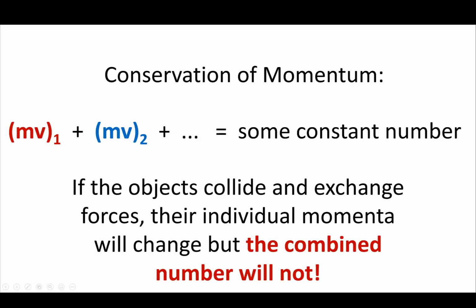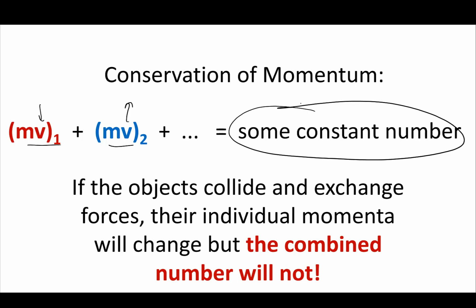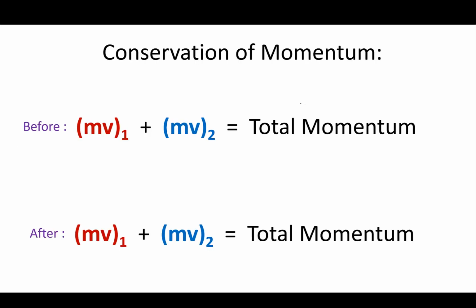If the objects collide and exchange forces, their individual momentum might change, but the combined number will not. So maybe these two objects collide. This object starts moving faster, and this object starts moving slower. These momenta will change, but the total combined momentum will not ever change. So we use this to solve problems.